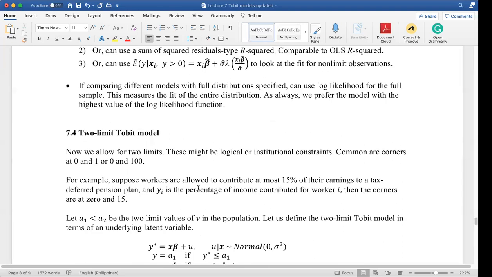So just work through it and try to understand how we get the estimation for the two limit Tobit model. We will go back to this two limit Tobit model in an application of the censored data, one of the censored data models. Any questions?